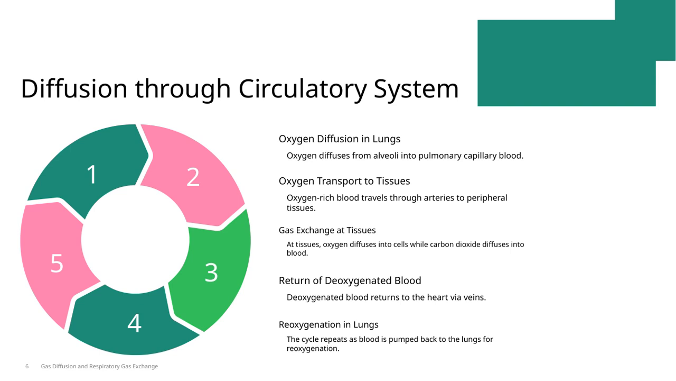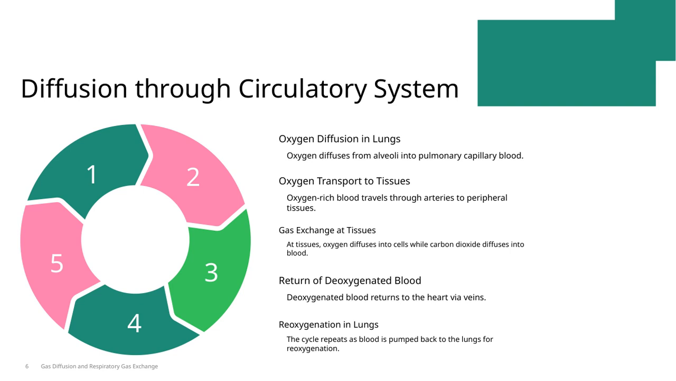At the lungs' alveoli, oxygen diffuses from the tiny air sacs into the pulmonary capillary blood. Simultaneously, carbon dioxide, a waste product from the tissues, diffuses out of the blood into the alveoli to be exhaled. Once the blood is reoxygenated, it travels through the arteries to reach various tissues throughout the body. At the tissues, oxygen moves from the blood into the cells, a process called diffusion, providing the cells with the oxygen they need for energy.